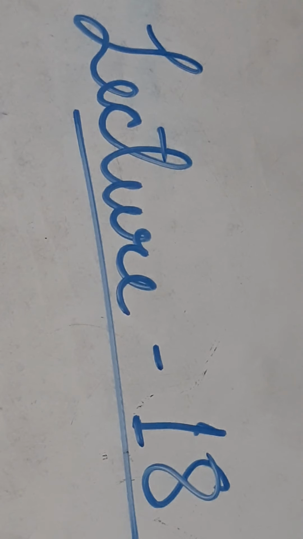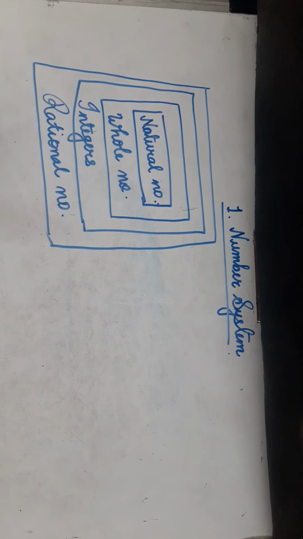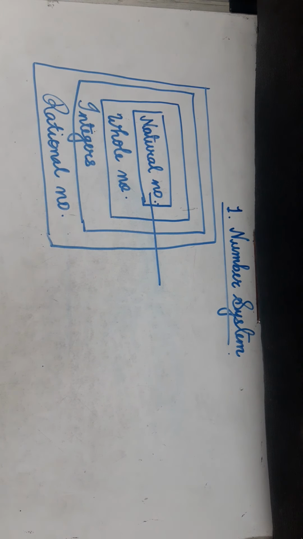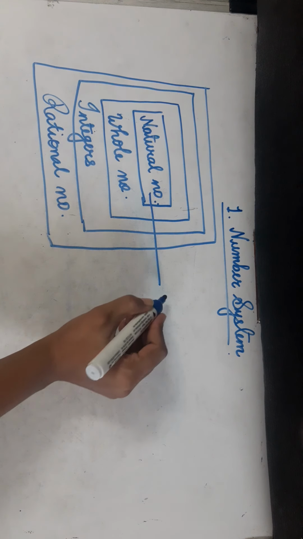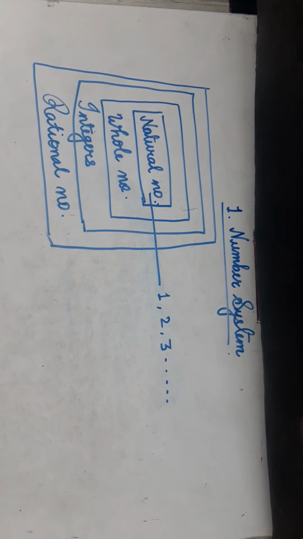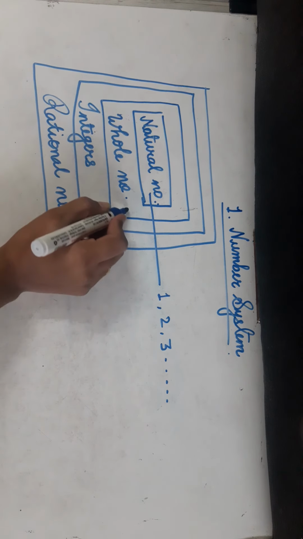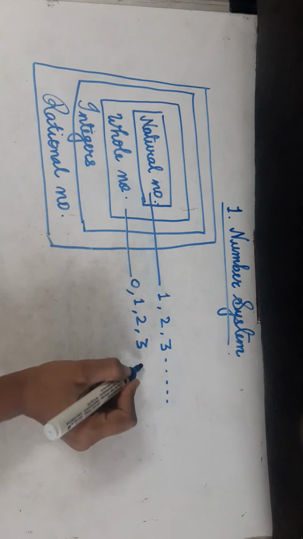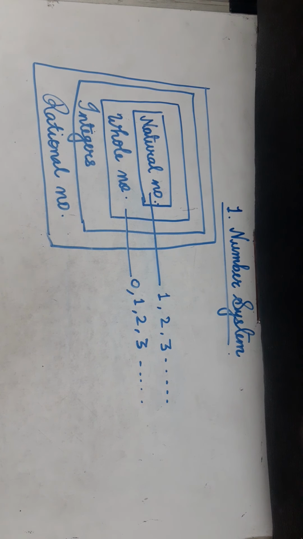So, before beginning, let us have a quick recap of what we have seen in the previous lectures. So, we saw number system. First of all, we saw natural numbers. Natural numbers are the counting numbers. So, we begin counting with 1. So natural numbers begin with 1, 2, 3 and so on. Then if we add a 0 to our natural numbers, then this set is called whole numbers. So when we add 0 to the set of natural numbers, we get whole numbers.